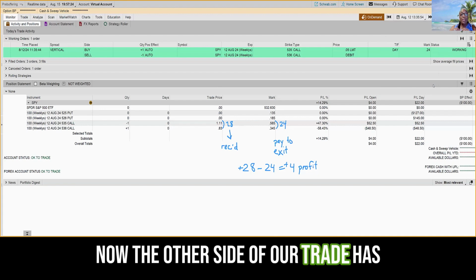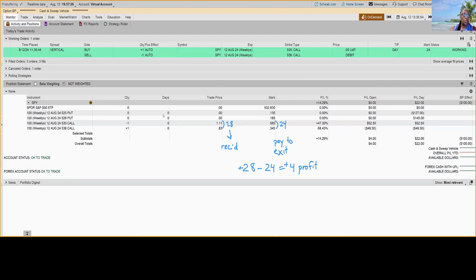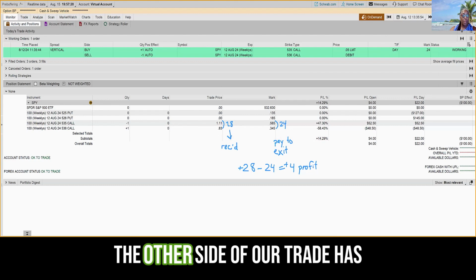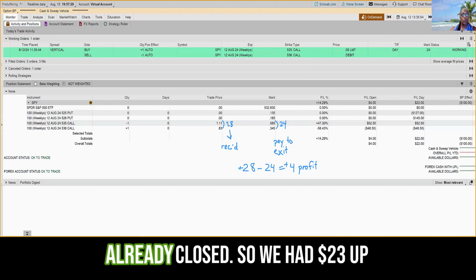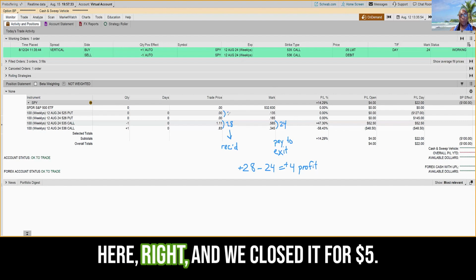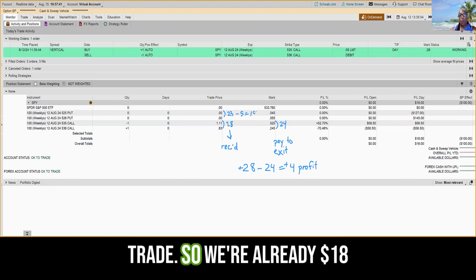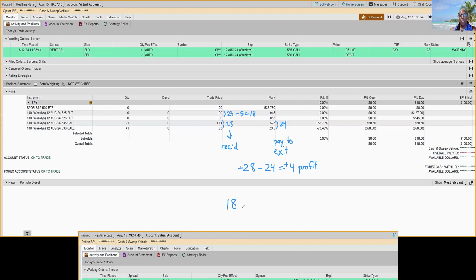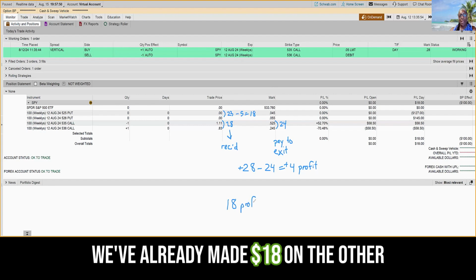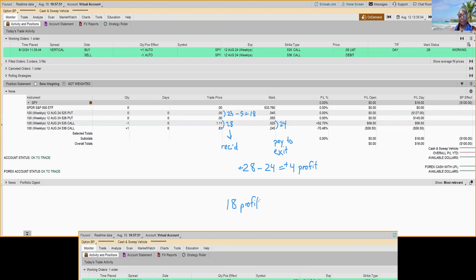Now, the other side of our trade has already closed. So we had $23 up here, right? And we closed it for $5. So we made $18 already on our trade. So we're already $18 profitable. We've already made $18 on the other side.